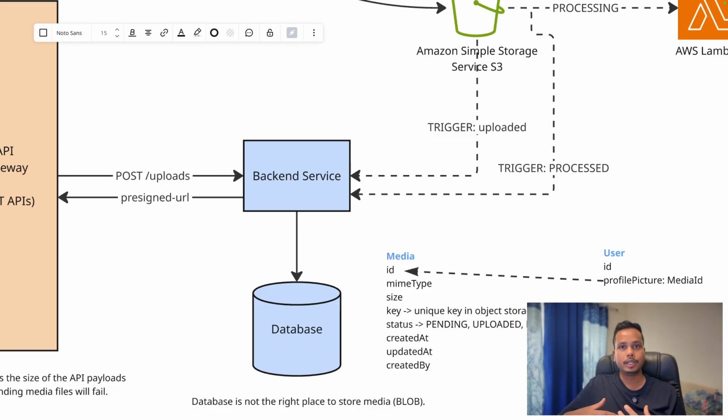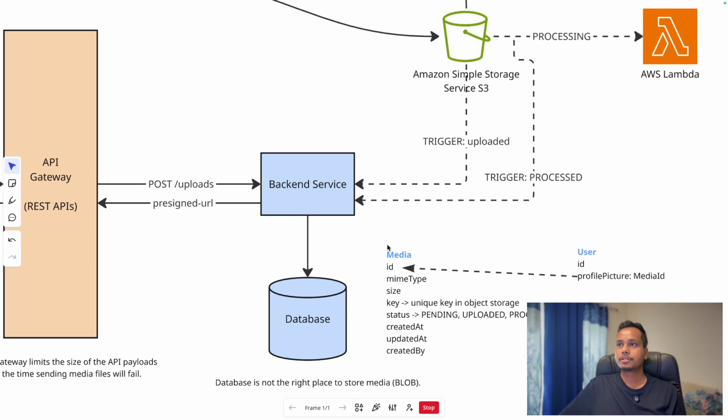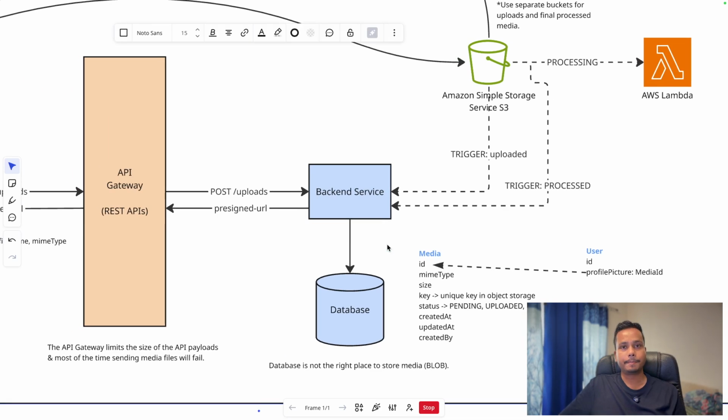If we want to serve it to the client using some URL, we can do that because the file exists in S3. So that is one thing, and that will complete this loop of uploading the media file. But then there can be additional use cases.